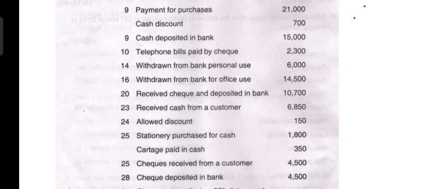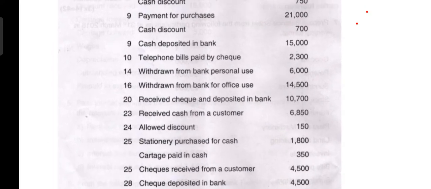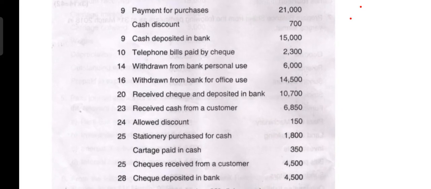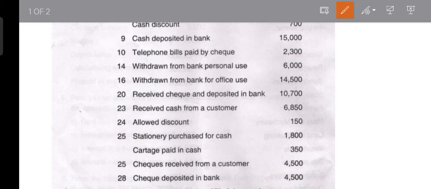Transactions. This is on 16th. Withdrawn from bank for office use. See here, previous transaction, what happened? Here it was withdrawn for personal purpose. Now it is withdrawn for office purpose. This is the opposite entry for deposit into the bank.